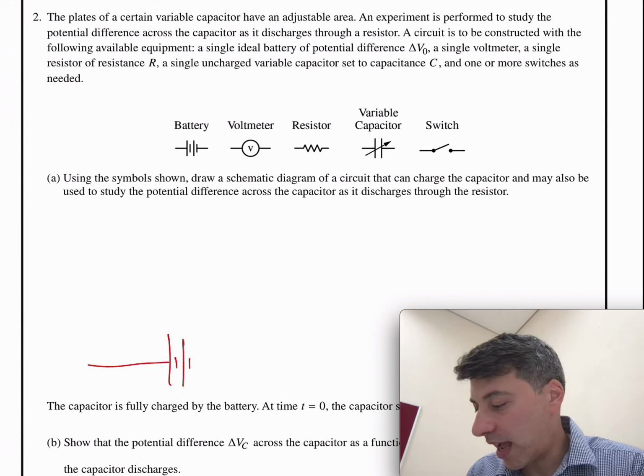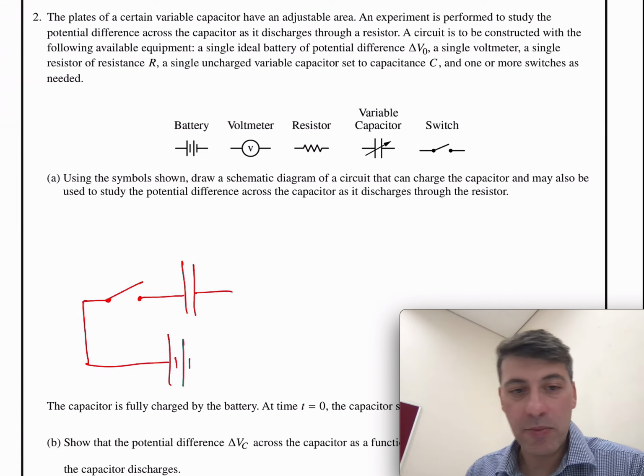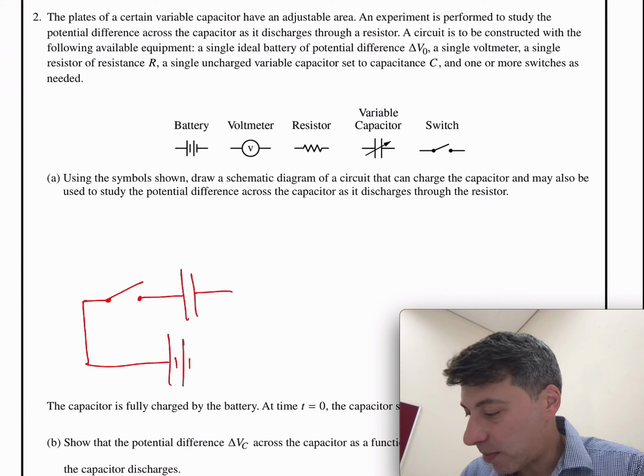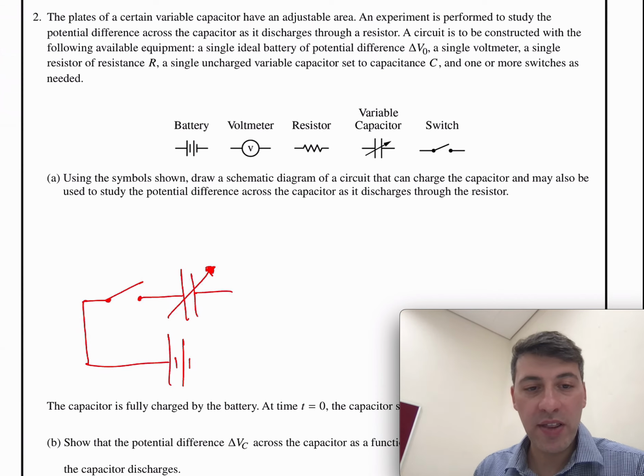One way, what I like to do is if we consider that the switch is here, I will have my capacitor somewhere here. This is a variable capacitor. I could try to draw it a little bit better. So here is my capacitor, and it is a variable capacitor. So there is an R over there.